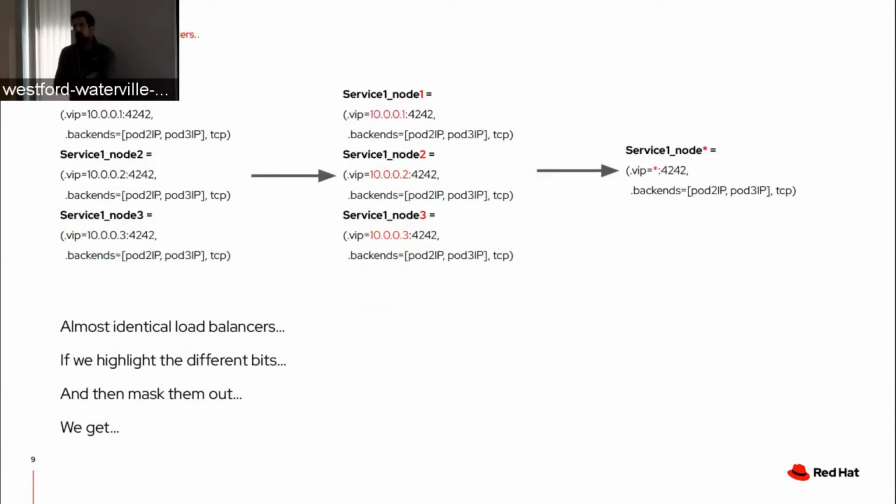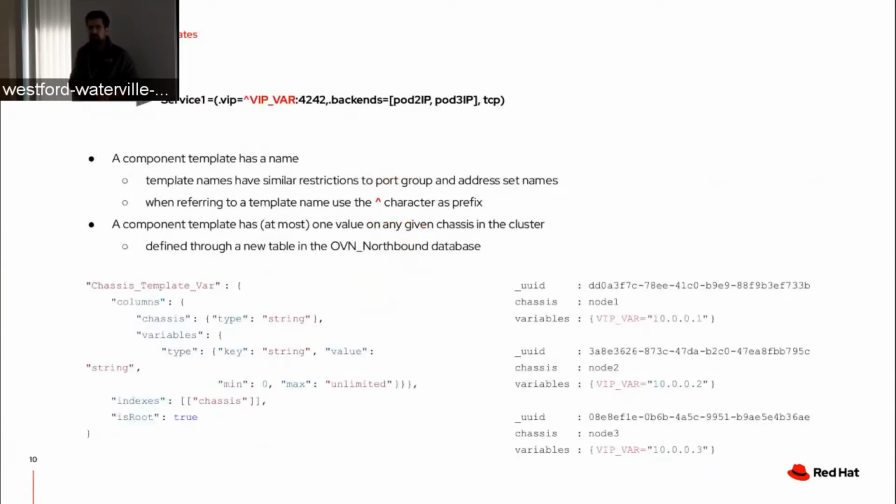But yeah, let's focus a bit on what we're trying to fix here, the load balancers themselves. On the leftmost side, we have the definition of the load balancers. And if we highlight the differences, we see that the only thing that differs here is the VIP. So if we somehow mask it out, we end up with what we have on the right side, just one template, a component template, as we call it. So I'm now introducing template load balancers. Instead of explicitly specifying the VIP, we're going to use a component template to replace the VIP.